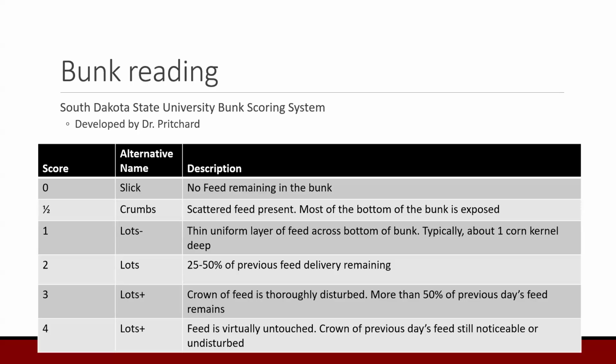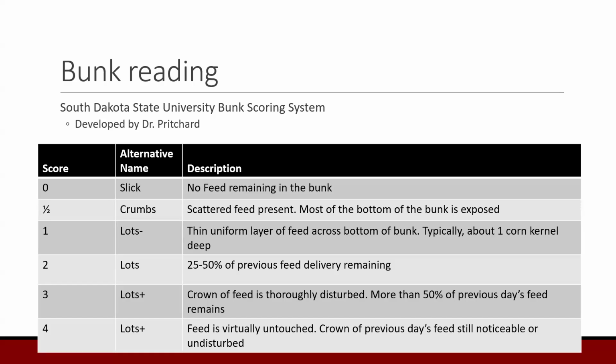Most of the bottom of the bunk is exposed. So when you look at that bunk, you see just maybe a little crumbs of feed, but you're seeing mainly concrete. Then you can have lots. So lots minus would be 1. This would be a thin, uniform layer of feed spread across the bunk, usually the thickness of 1 kernel of corn. 2, so this is just lots.